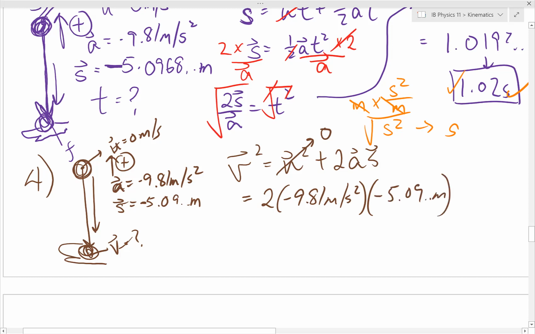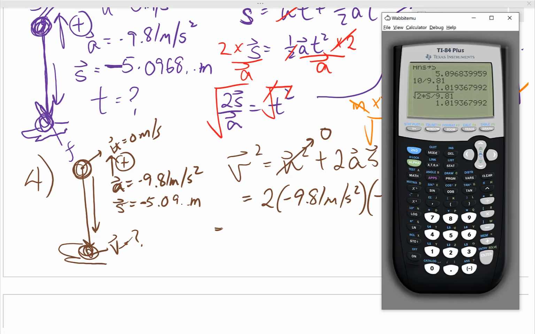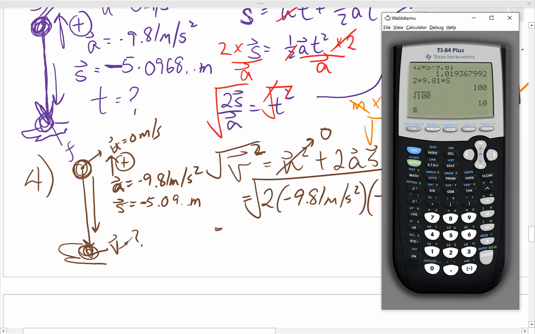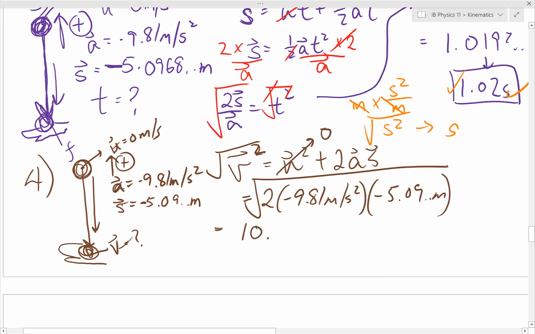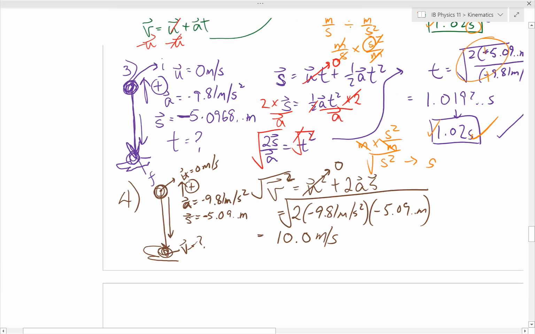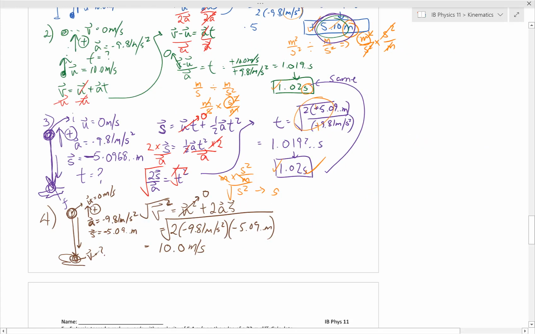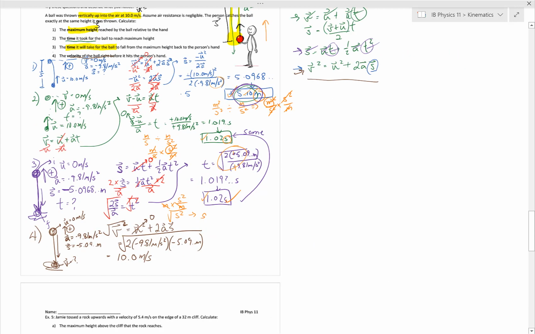I recorded the exact number somewhere. Putting it in our graphing calculator. Oh, I forgot I need to take the square root because velocity is squared over here, so I need to square root both sides. Even if you know the square root of 100 is absolutely 10. Hey, what? It's 10! What does that mean? It is exactly the same velocity as the ball was thrown upwards. Isn't that a coincidence?